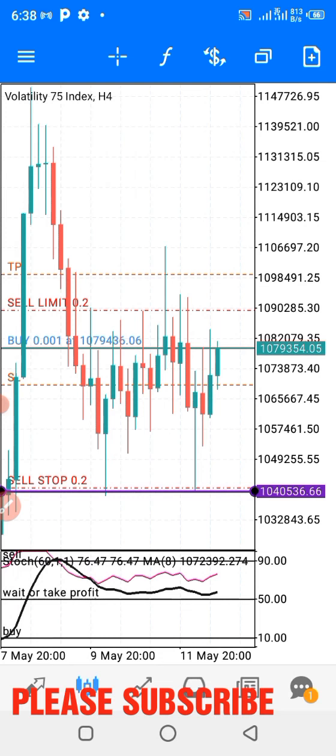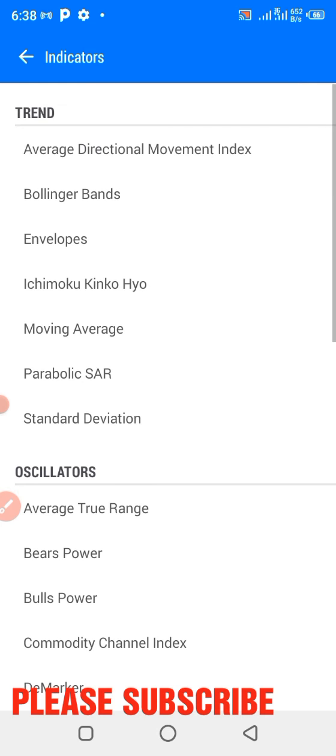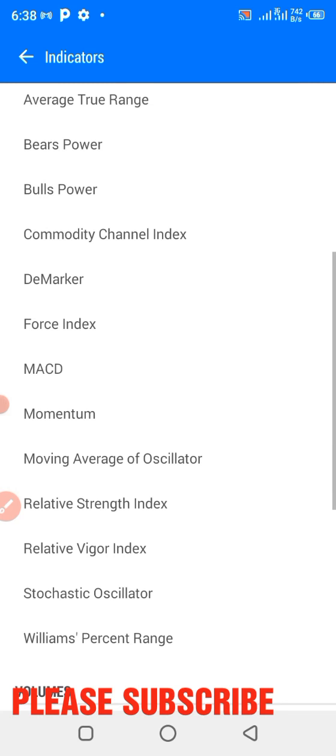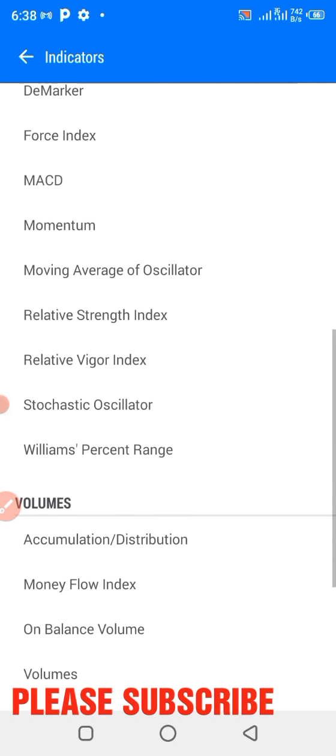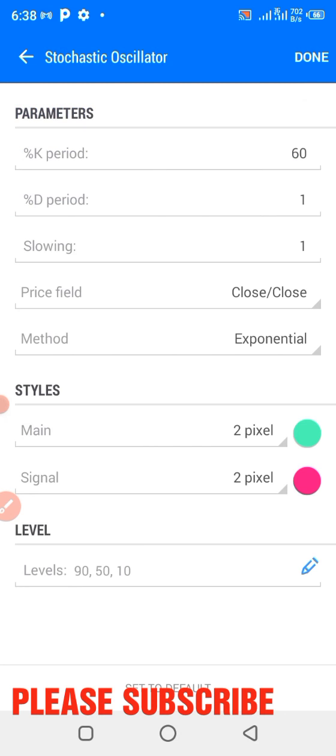You have to go to F. Click on F. Go to main chart, then look for oscillators. Then under oscillators you will see stochastic oscillator. This is it. I have already done that. When you click on it, set K period to 60, set D period to 1, set slowing to 1. Price field should be close. Method should be exponential.